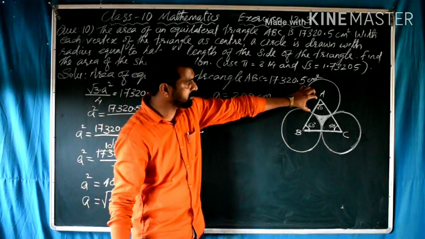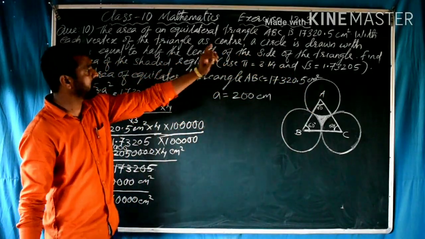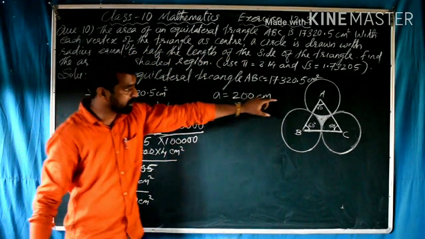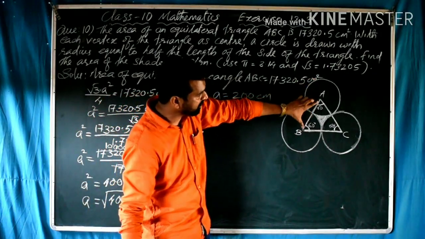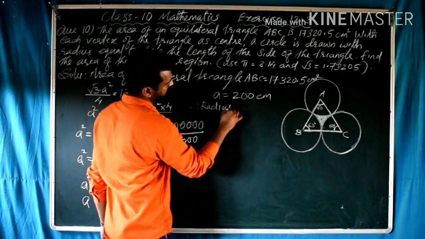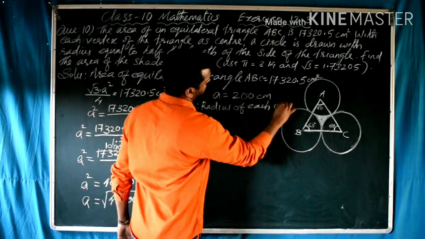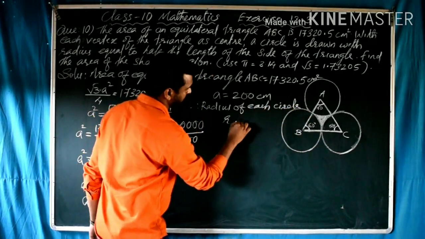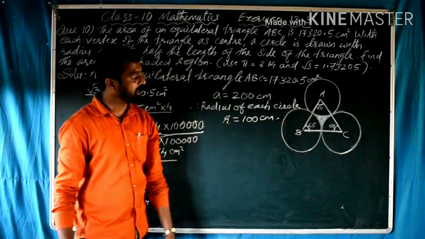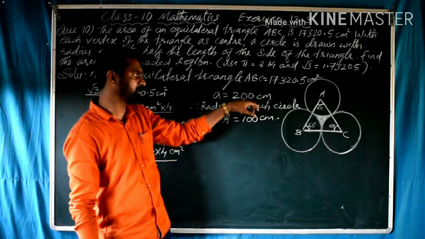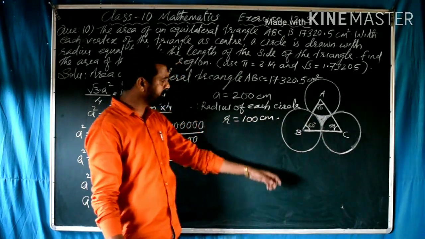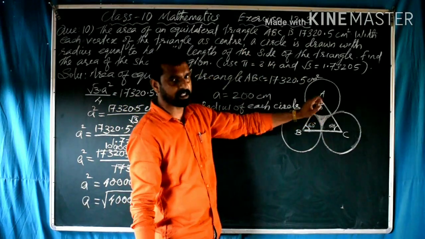So what is the radius of this circle? It is given in the question: a circle is drawn with a radius equal to half the length of the side of the triangle. So the radius of each circle, we can denote it by the letter R. R is equal to half the length of the side of the triangle, that is 200 divided by 2, it will come 100 centimeter. Now we can find the area of one sector.